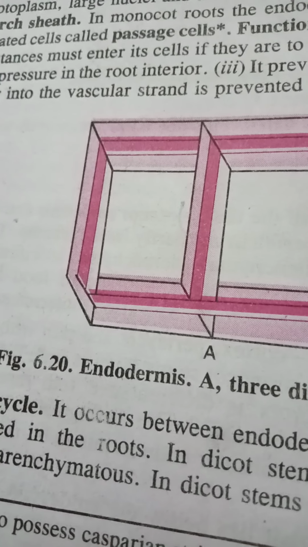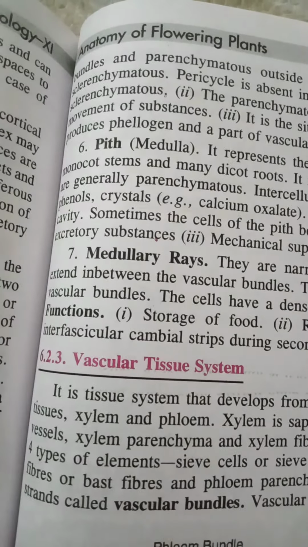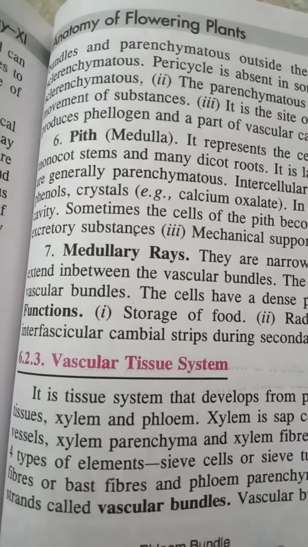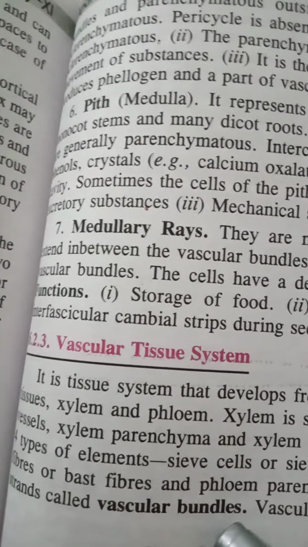Then they also produce phellogens, that means a part of the vascular cambium, and the pericycle is normally absent in aquatic plants. Then next is the pith, which is also known as medulla. It is the central part of the ground tissue. It consists of parenchymatous cells. It functions for storage of food and other substances and provides mechanical support.